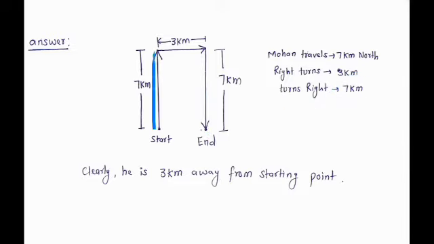So if it is 7, this is also 7. It means again this will form a rectangle. This side is equal to this side. All angles are 90 degrees. So if this is 3 kilometers, this has to be 3 kilometers.